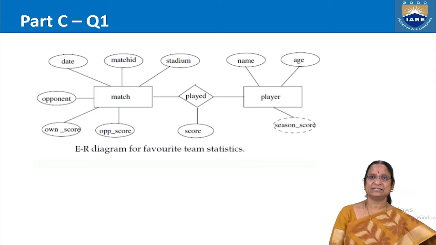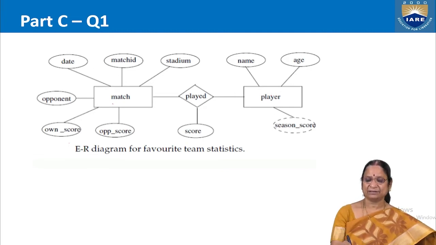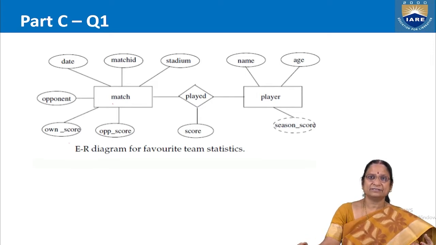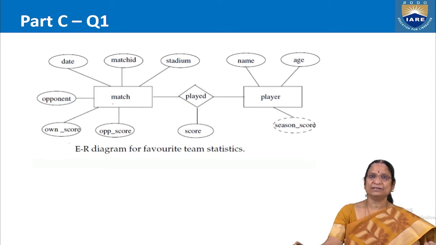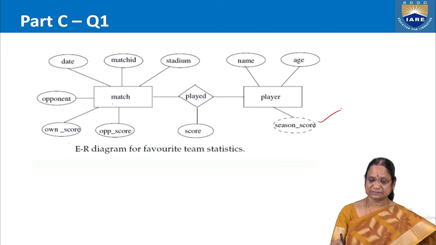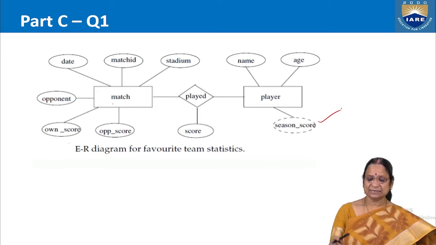It's a more generalized one. It's not particular. If you want, you can use cricket match or anything actually. And the players who played that particular match have their name, age, some additional attributes may be there, address and phone number, etc. But the more important thing is their contribution. Their contribution is identified based upon the score actually. So season score. This is a derived attribute.